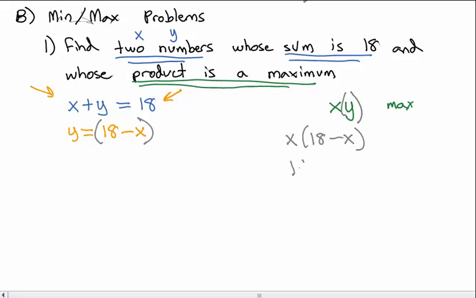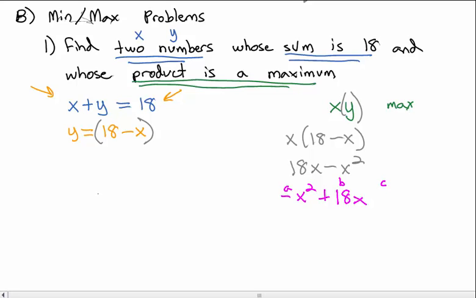Well, if we distribute, that's 18x minus x squared. And actually, let's rearrange it, putting the x squared first. Negative x squared plus 18x. We now can find an a, b, and a c, which is really 0, so that we can try and find this maximum.